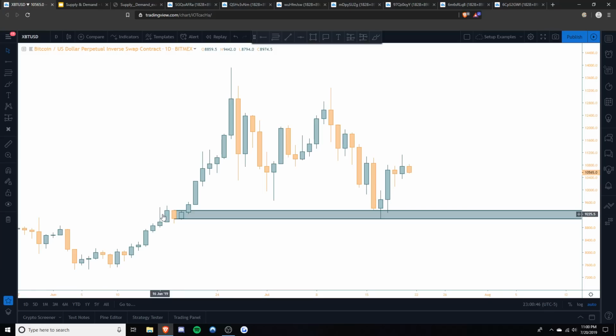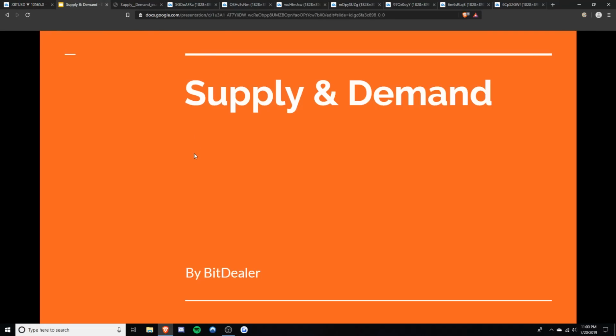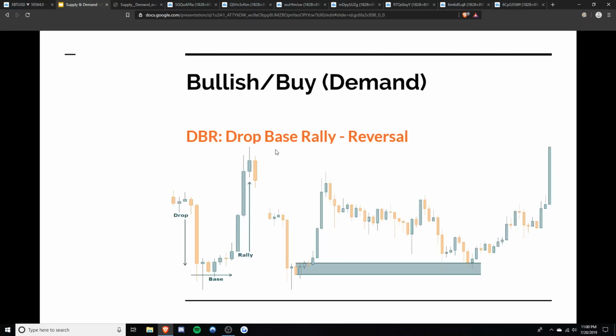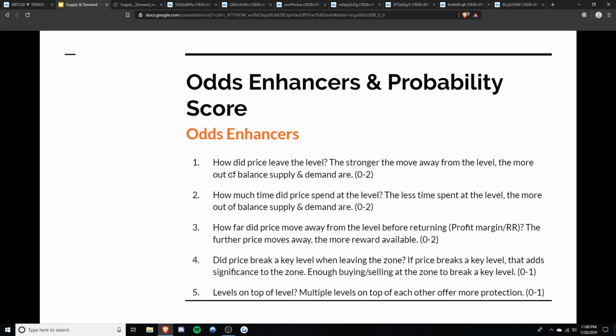Let's take a look at the odds enhancers. So let me just go back to them so you guys can see them. How did price leave the level? The stronger the move away from the level, the more out of balance supply and demand are. So let's go ahead and grade this zone and give it a probability score.